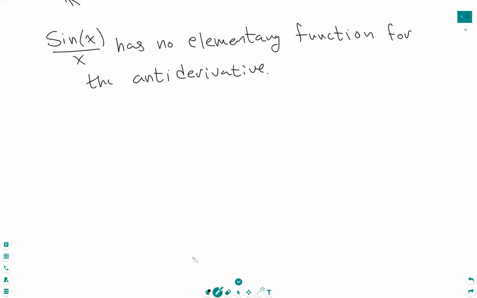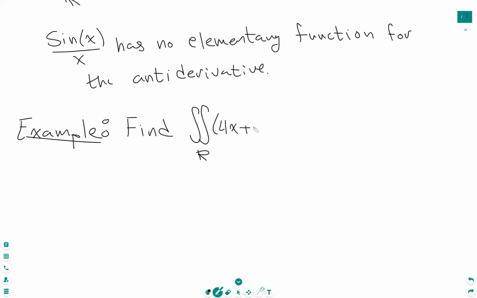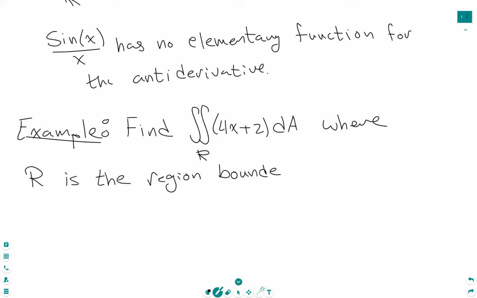So let's do an example. Let's just do another one. So this one is, we're going to find the double integral over the region R of 4x plus 2 dA, where R is the region bounded by y is equal to x squared, and y is equal to 2x.